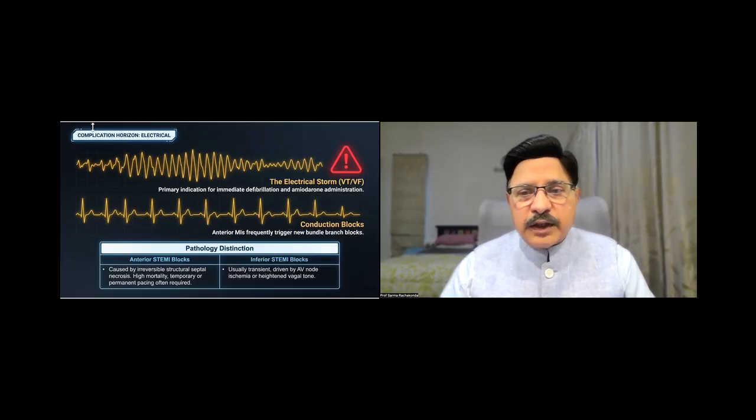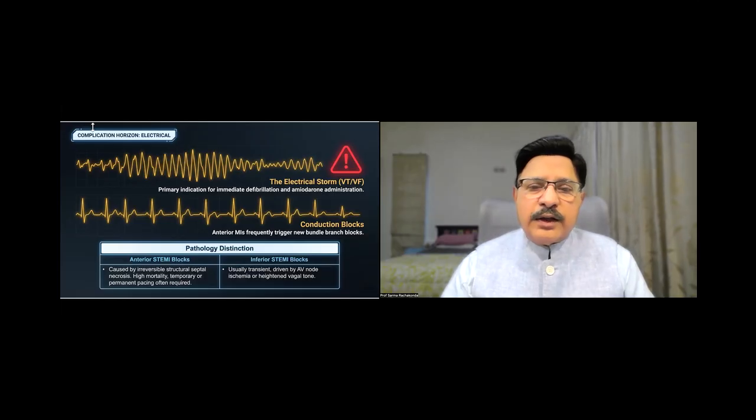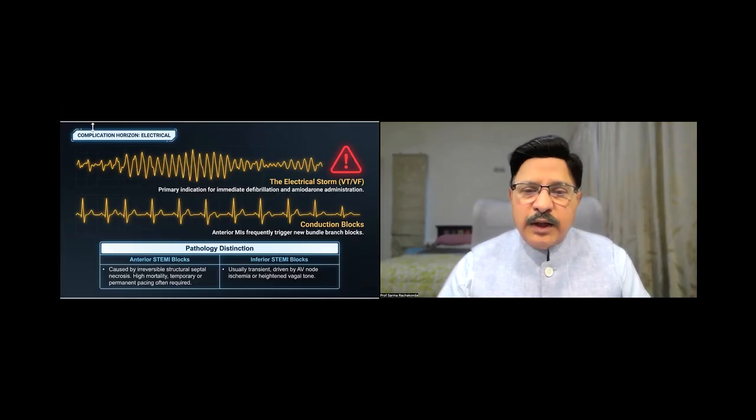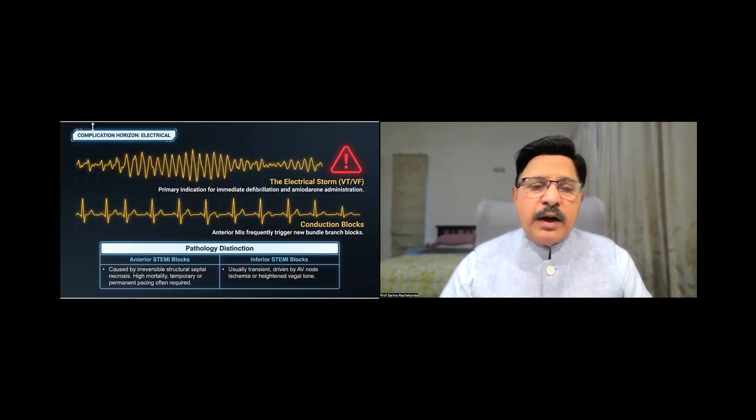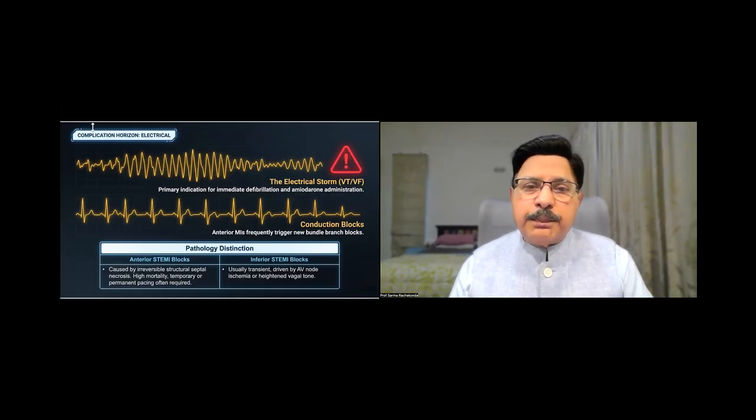Now, the other thing that can happen is conduction defects. Anterior MI frequently triggers new bundle branch block. Anterior STEMI blocks are caused by irreversible structural septal necrosis, with high mortality, and temporary or permanent pacing will almost be required if they develop bundle branch blocks. Inferior STEMI block is usually transient, driven by AV node ischemia or heightened vagal tone, and the block gets relieved. But in anterior STEMI, the block may become persistent and may need permanent cardiac pacing.